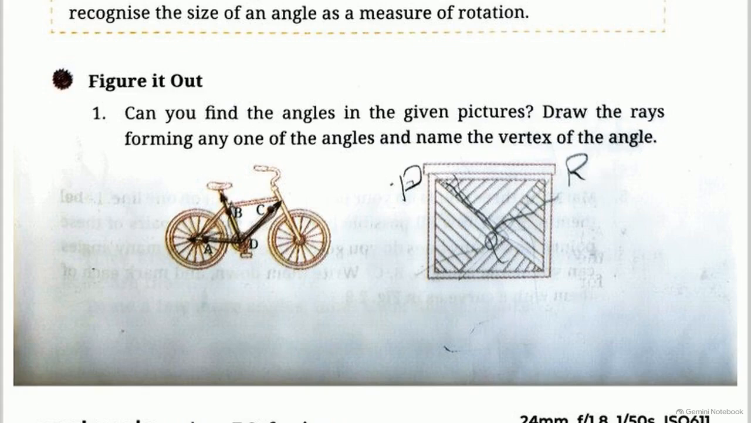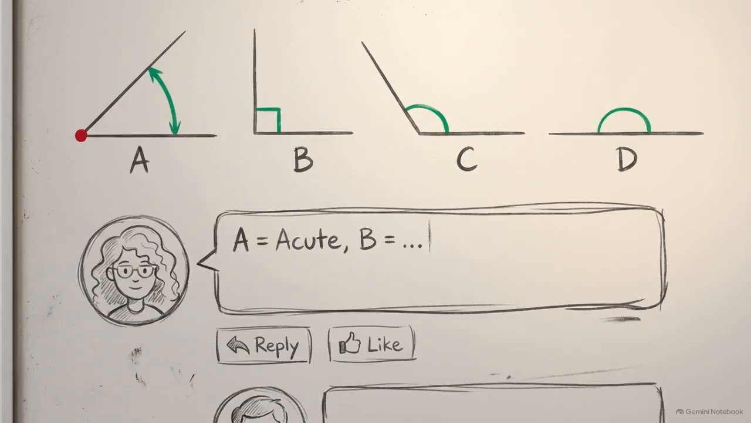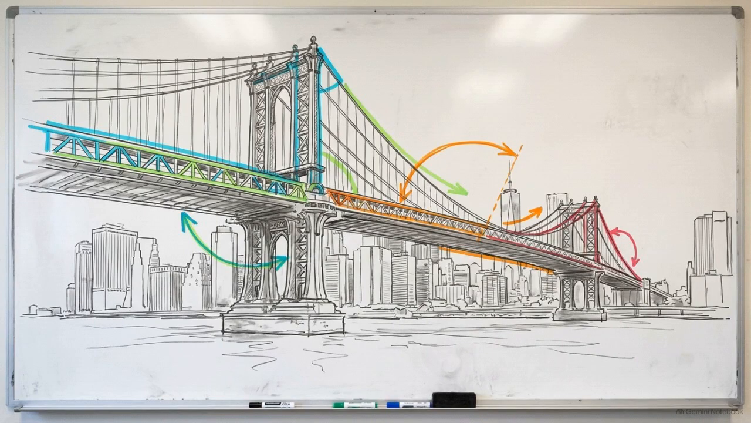Now, look at the geometry in this bicycle frame. There are 4 specific angles marked here at the joints: A, B, C, and D. Based on their shapes, classify these 4 angles and post your answers in the comments. Identifying these correctly shows you can now decode the geometry in the world around you.